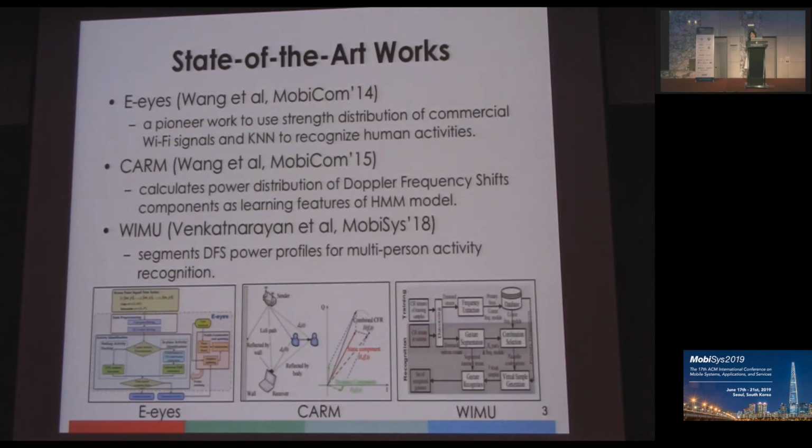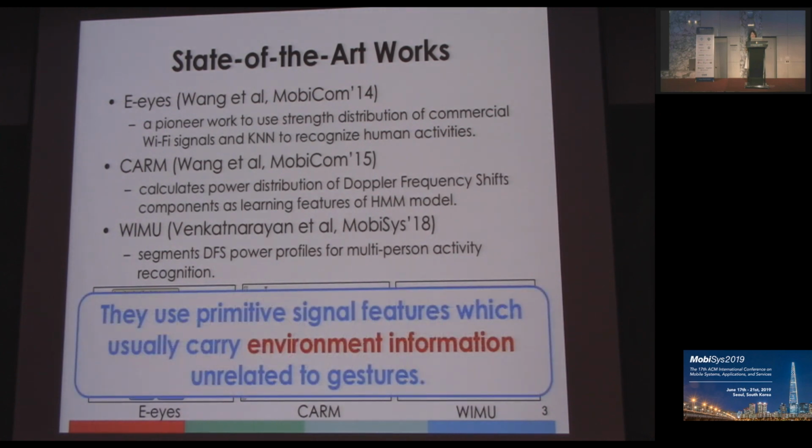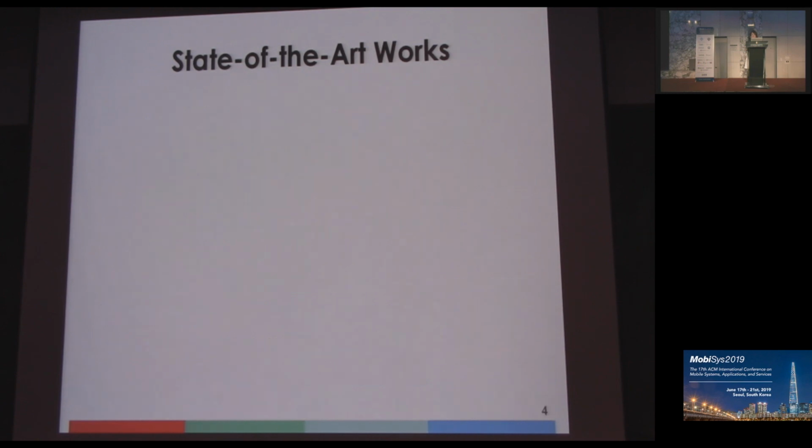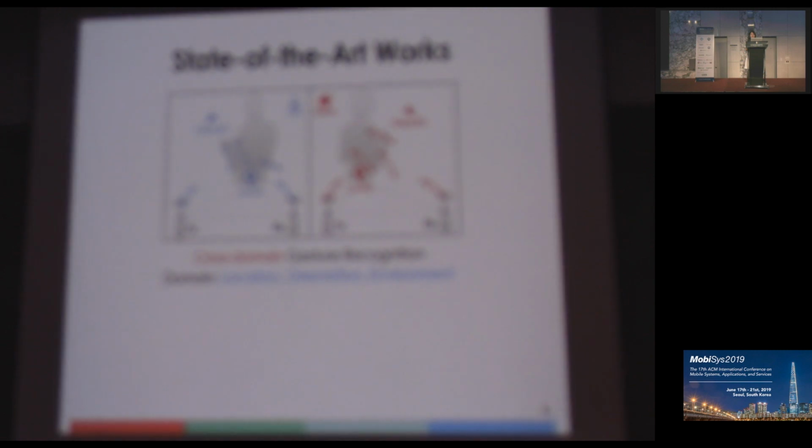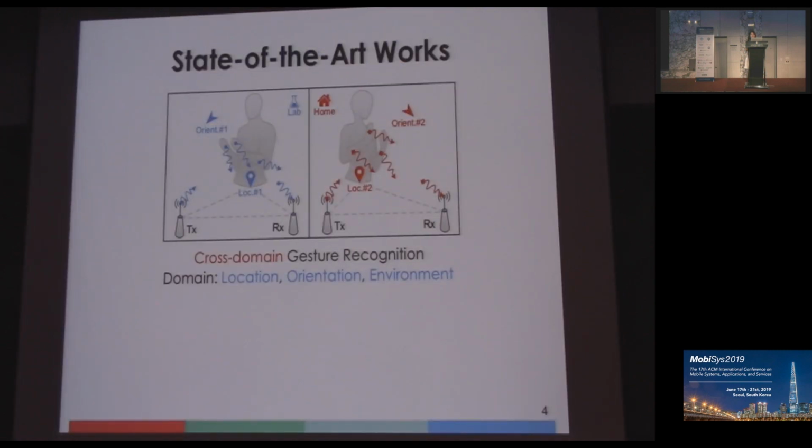So a number of works have been proposed on Wi-Fi-based passive activity recognition, including E-eyes, CARM, and WiMu. In principle, these wireless sensing applications extract either statistical features like the strength distribution of the Wi-Fi signals, or physical features like power profiles of Doppler frequency shifts, and then they map the features to human gestures. However, we found that these primitive signal features usually carry environment information that is not related to gestures. So primitive signal features cannot be directly used in cross-domain gesture recognition scenarios.